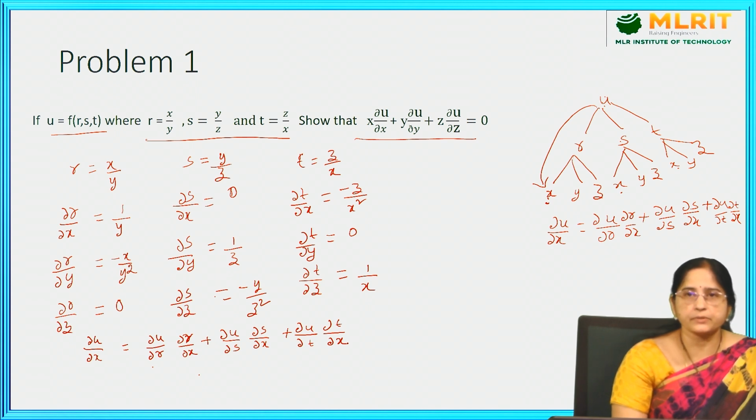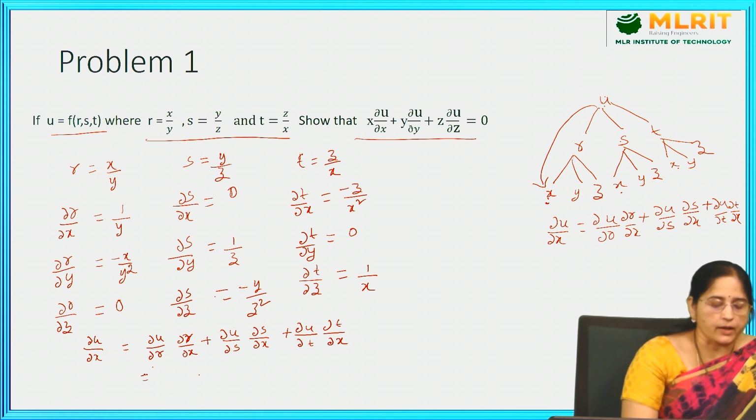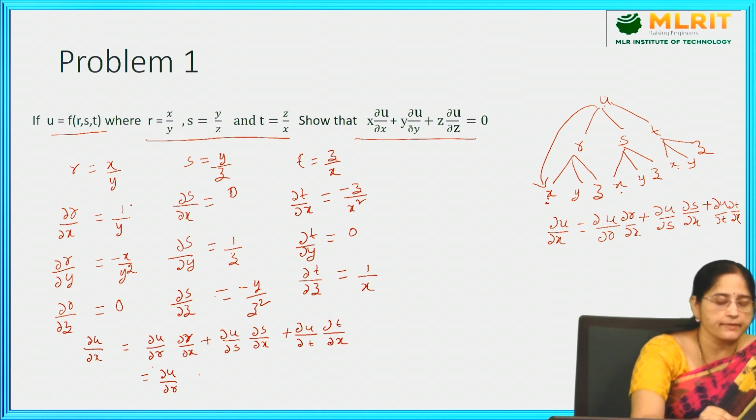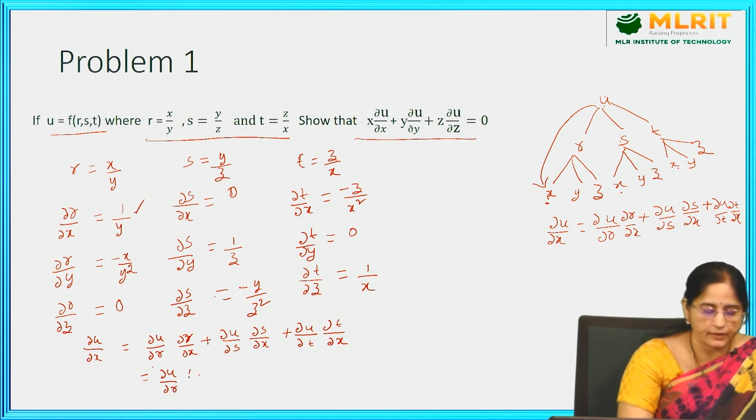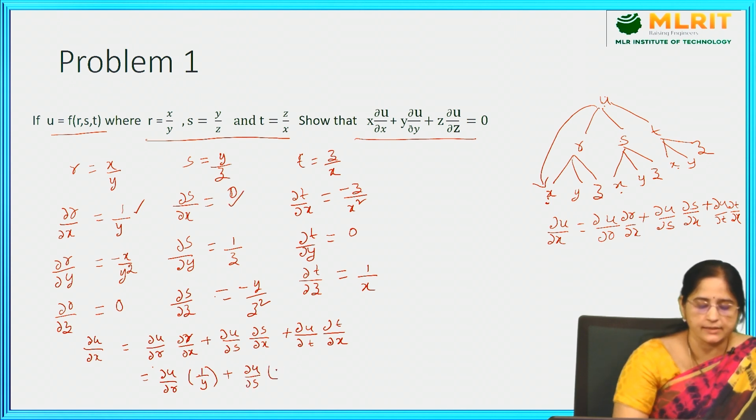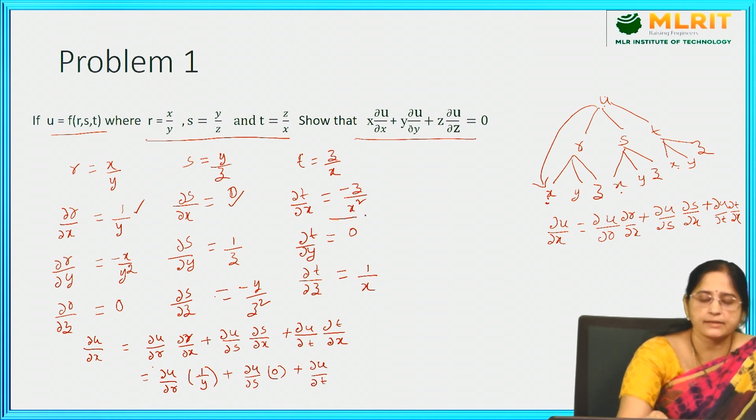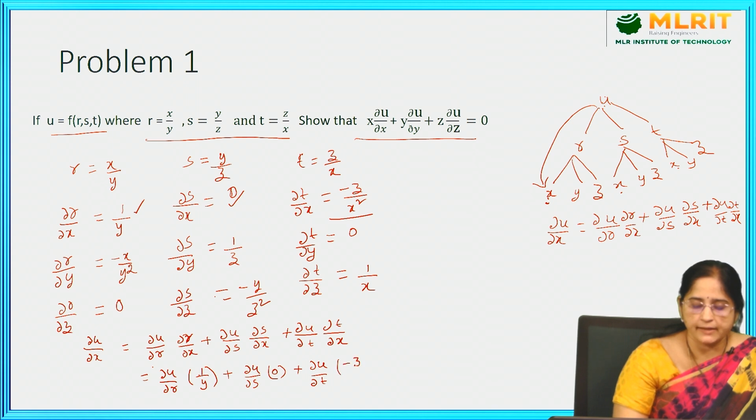So substitute all the values. Dou u by dou r into dou r by dou x. Dou r by dou x value is 1 by y, plus dou u by dou s into dou s by dou x, so this is 0, plus dou u by dou t into dou t by dou x. This is minus z by x square.